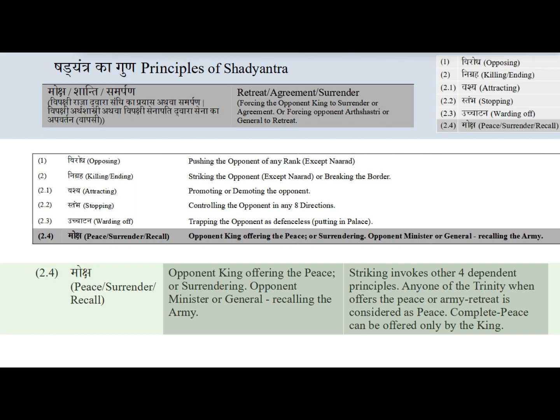Herein, Moksh, or peace or surrender or recall, means the opponent king is offering peace or surrendering. Similarly, when the opponent minister or general recalls the army, it also invokes this principle. We already know that striking invokes four other dependent principles which we have marked from 2.1 to 2.4. In Moksh, any one of the trinity can offer peace or consider army retreat, but complete peace can only be offered by the king.